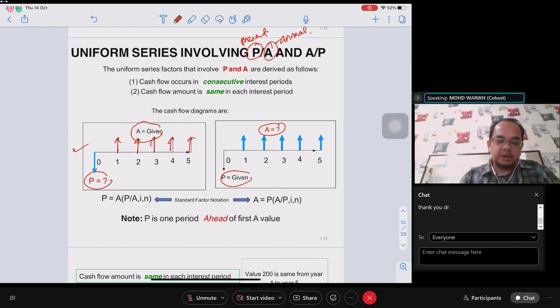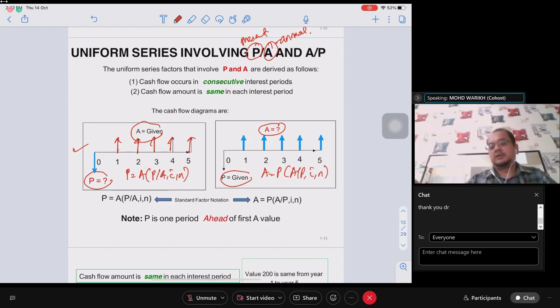So with that, you have to find P. A is given: P over A, I, N. Or you have to find A. P is given: A over P, I. Make sure you get AP and PA right. Don't make a mistake.